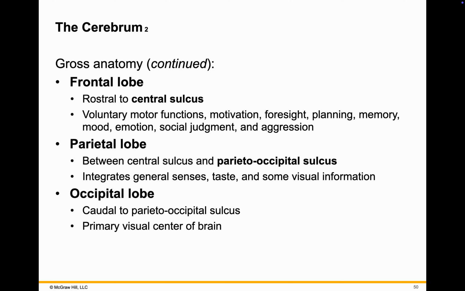The parietal lobes are between the central sulcus and the parietal occipital sulcus. They are integration centers for things like general senses, taste, and some visual information. In the back, we have the occipital lobe, which is the primary visual center of the brain.